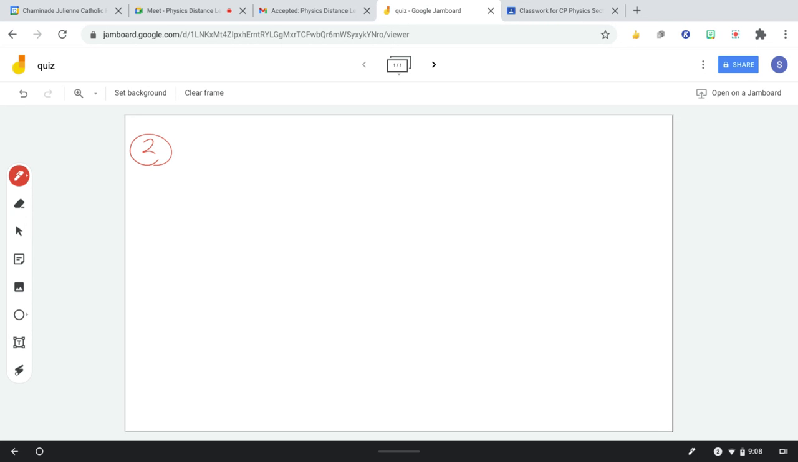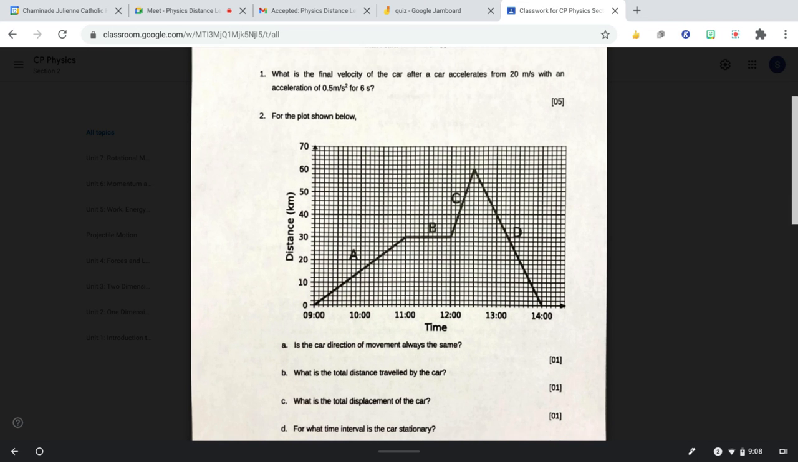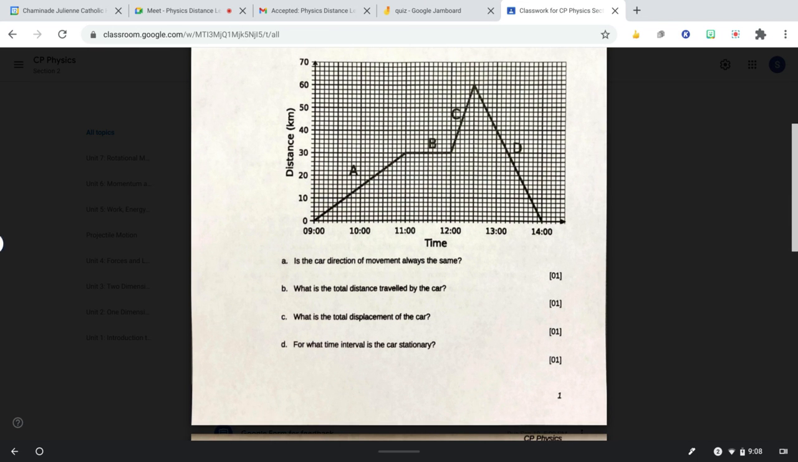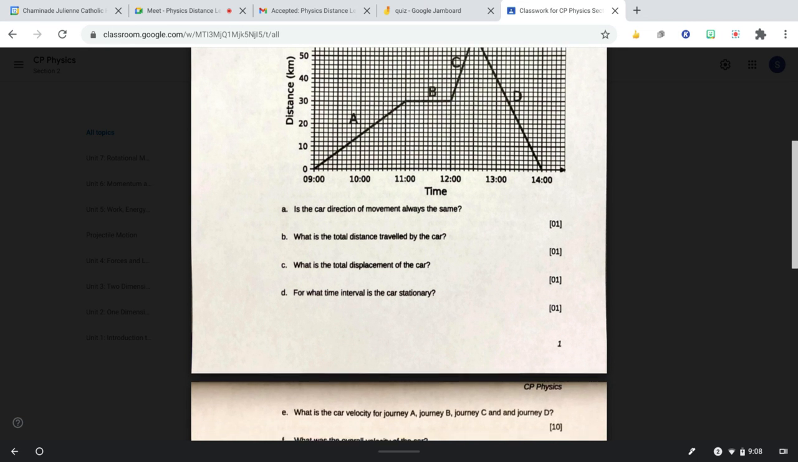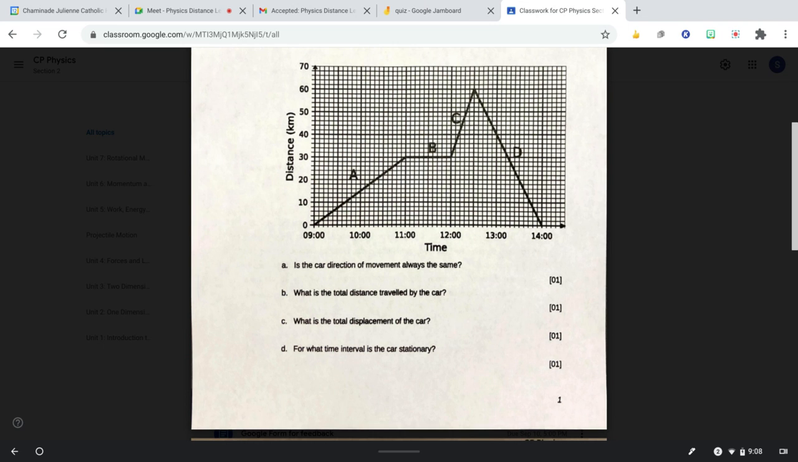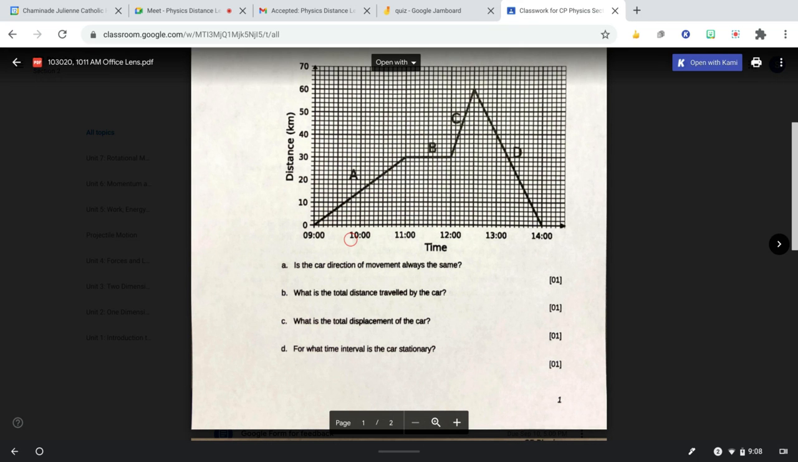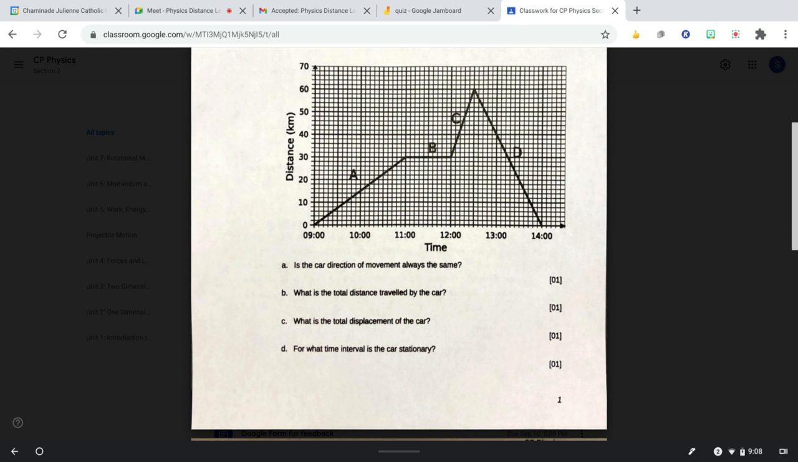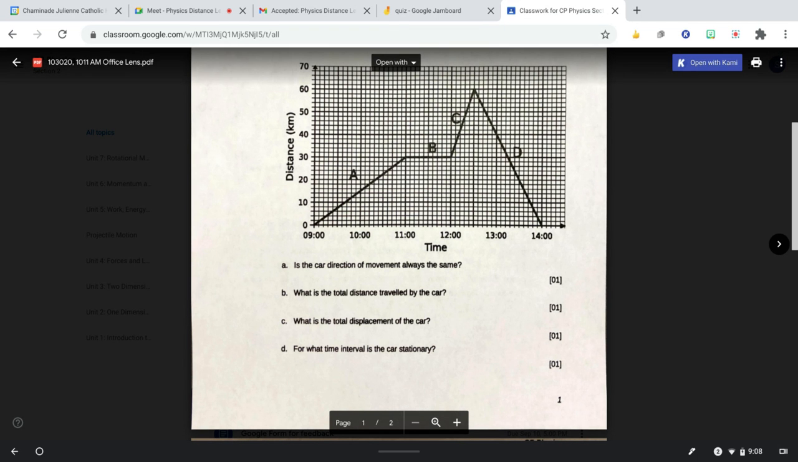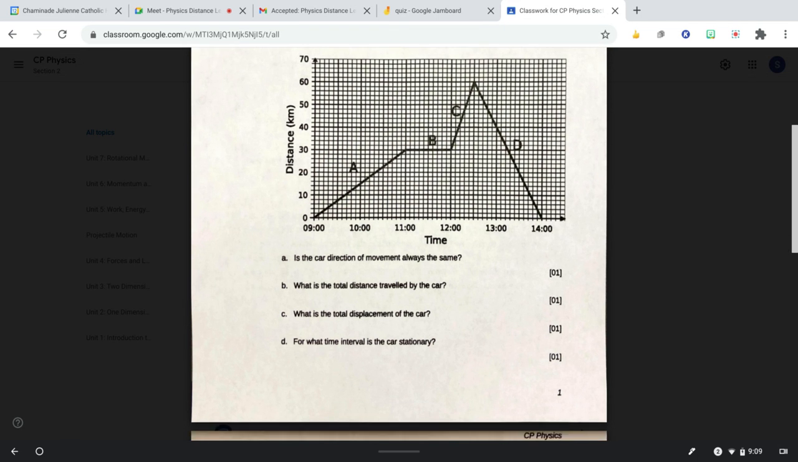question number two. If you switch back here, for this graph shown, is the car's direction of movement always the same? The answer was no. Then what is the total distance traveled by the car? Remember, for distance, it was 30 kilometers. So this is kilometers. Time is in hours. So 9, 10, 11, 12, 13, and 14. These are 900 hours, 1000 hours, 1100, 1200, 1300, and so forth. So during this entire journey, you had covered a total distance of 120 kilometers.